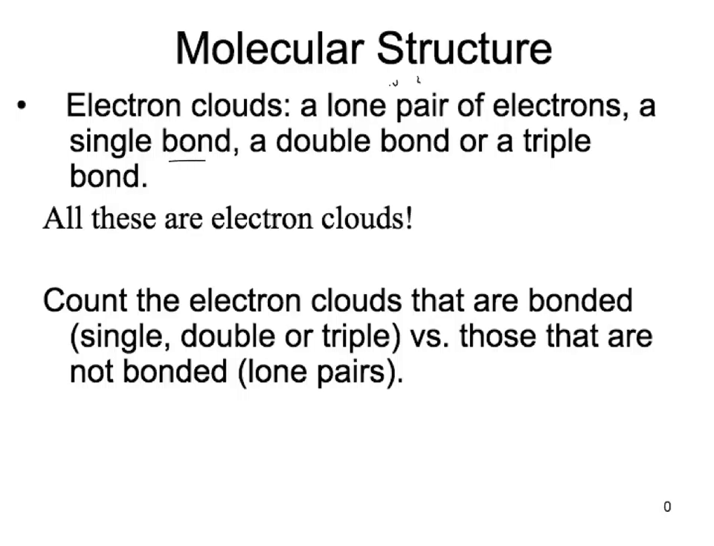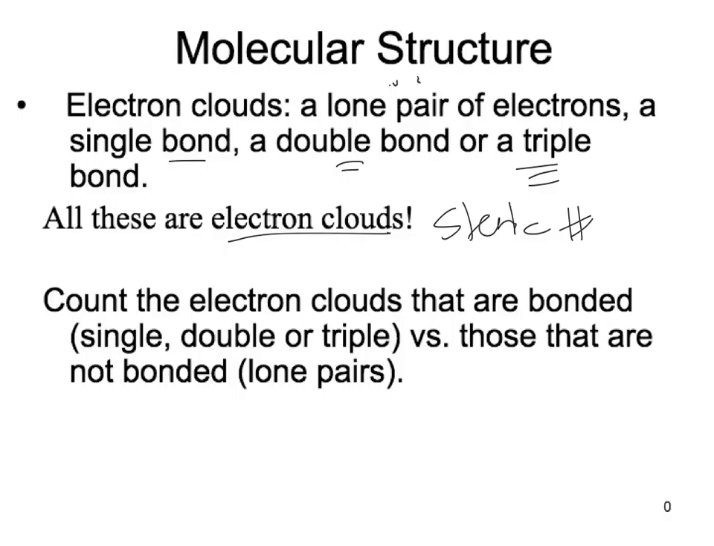It could be a single bond, it could be a double bond, or it could be a triple bond. Now I know these look very different. They're all called electron clouds or steric number. If there's a little cheat sheet that you should have picked up and it says steric number, those are what I'm talking about. Those are the clouds.